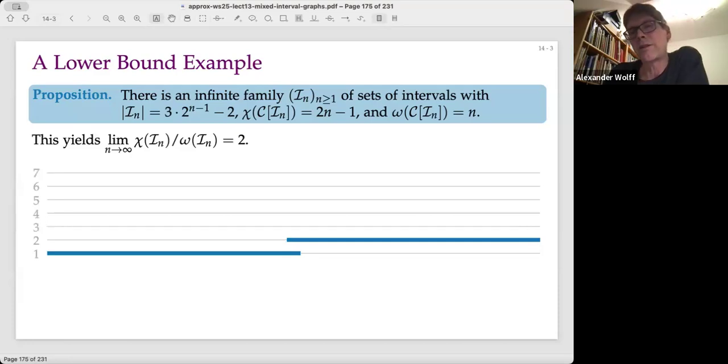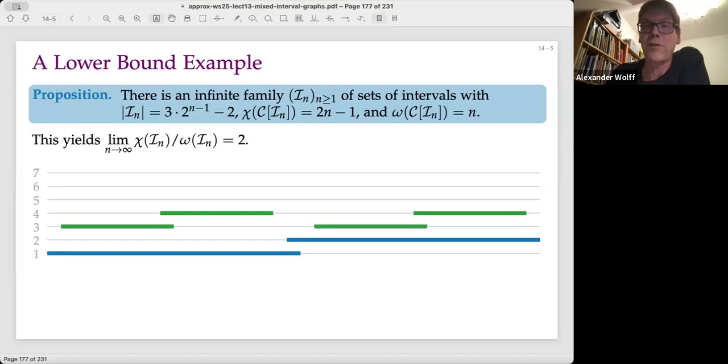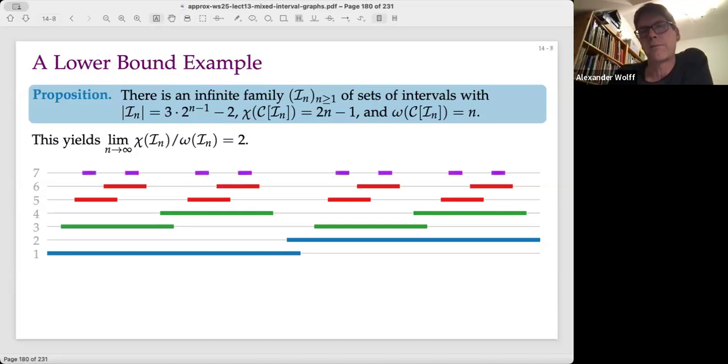And the family looks like this. I have 2 intervals that just overlap a little bit. Now, the colors are actually the heights. And now I recursively put 2 similar intervals into the first and 2 similar ones into the second. And now I do the same for the 4 green intervals. And to make the numbers work out, I use one more layer where I put a purple interval into each of the red ones.